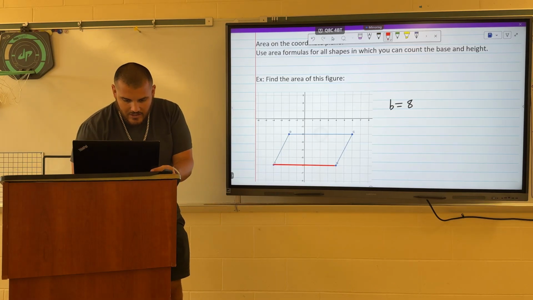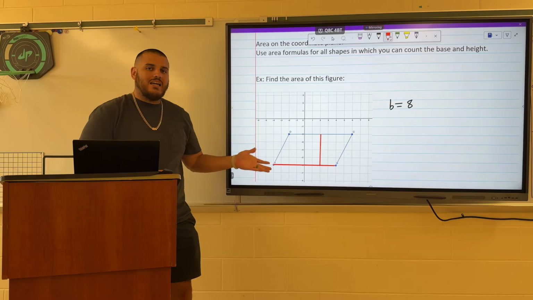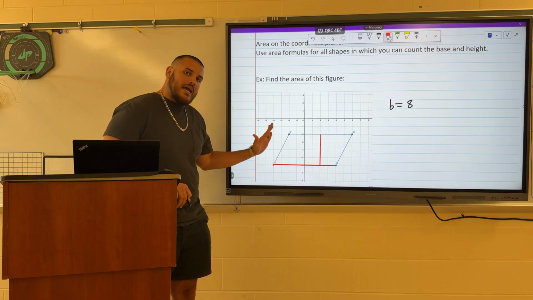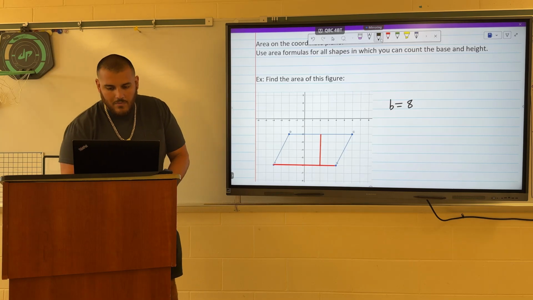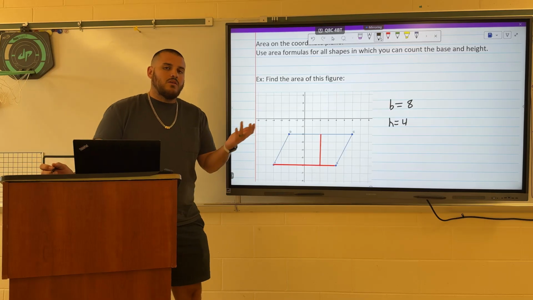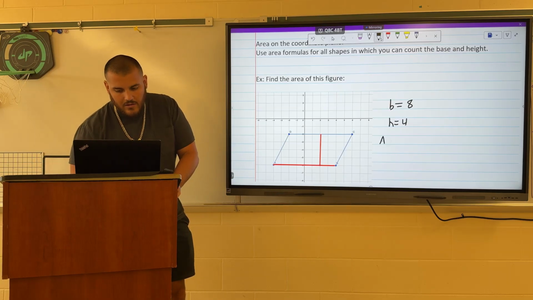So a segment like this one right here could represent the height of this parallelogram. Again, not that diagonal piece on the side. So that's 1, 2, 3, 4 units long for my height. And then I can just use those in the formula for the area of a parallelogram. So base of 8 times the height of 4 would give me an area of 32 units squared.